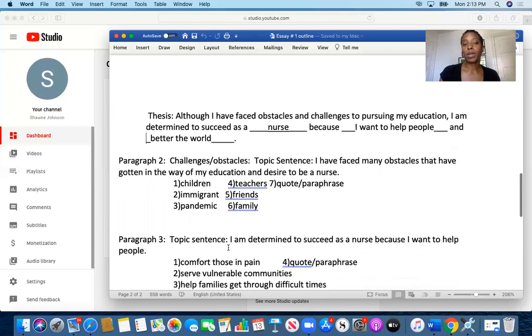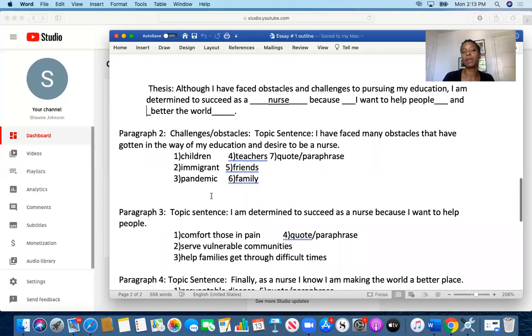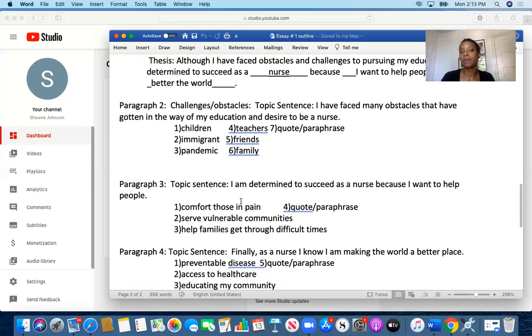And then you're going to repeat those steps, right? So paragraph 3 is my next topic sentence. And now I'm moving on to because I want to help people. So I'm determined to succeed as a nurse because I want to help people. And now I have some ideas. I want to comfort those in pain, serve vulnerable communities, help families get through difficult times. This is just me brainstorming about why I want to do this thing. And I can always use a quote as well. So I'm just coming up with ideas.